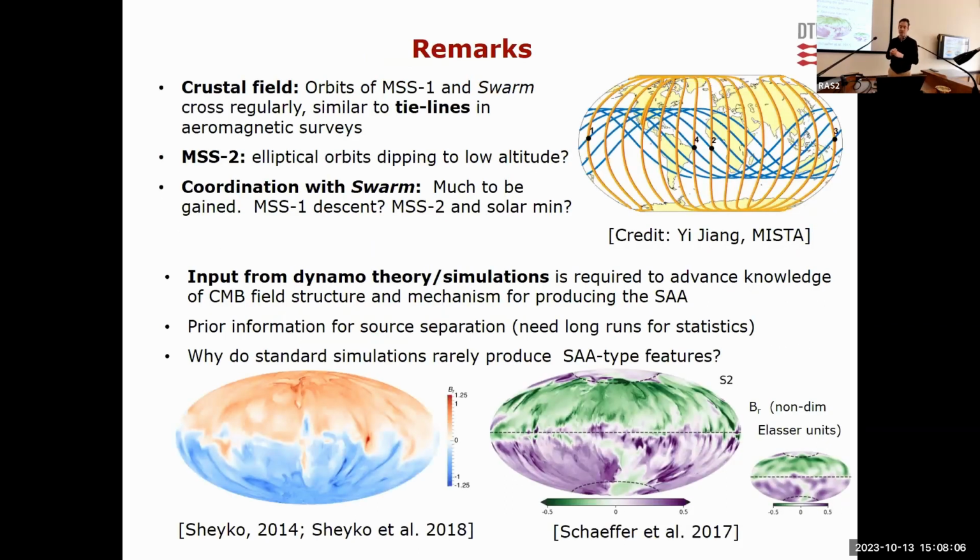So some remarks regarding the structure of the internal field. I think some possibilities here. So if we think about the orbits of MSS-1 and SWARM that's already been discussed, we see that there are these interesting close encounters, as Niels calls them, or crossings. And this is rather similar to what happens in aeromagnetic surveys where you have tie lines going across them. So I think there are definitely possibilities here for trying to take out systematic errors along the tracks in each of these satellites to do a better job regarding the crustal field.